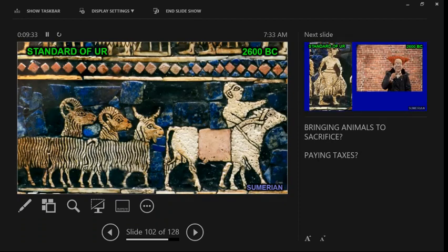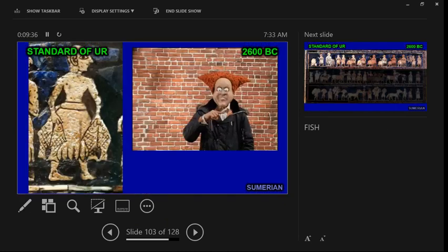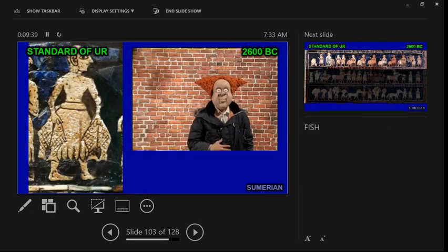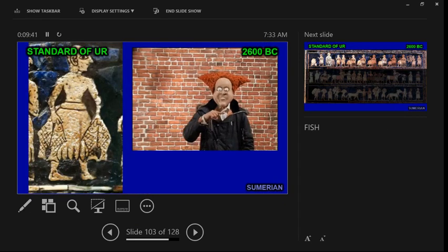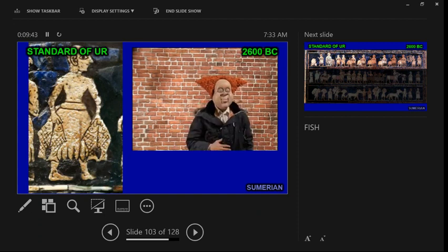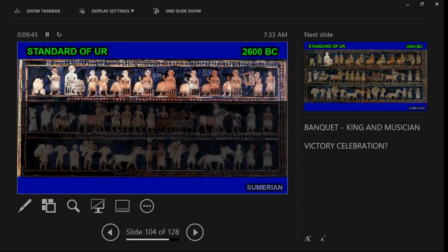Bringing animals. And we got this guy carrying fish. And I just thought it was funny because that guy's hands are going to smell bad later on. All right, and then at the top we have a banquet of the king, and there are musicians there.